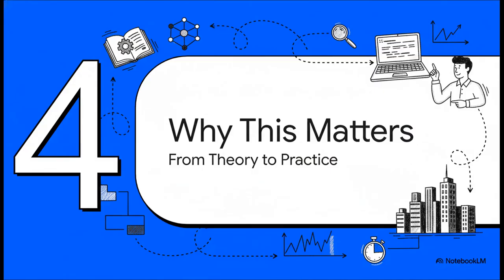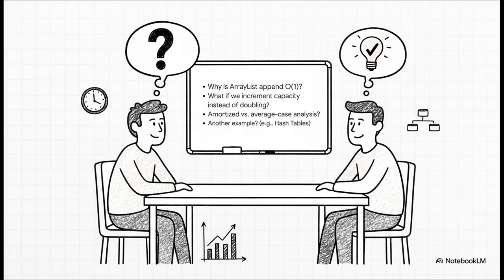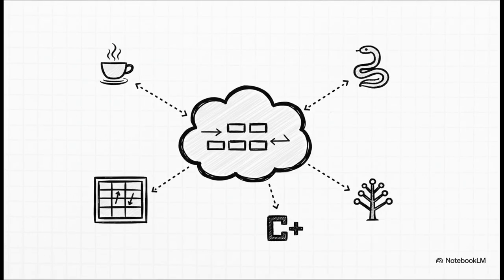Okay, that's the theory. But why should you actually care about this? Well, this isn't just some academic puzzle. This principle is the silent workhorse behind the software and tools you use every single day. For starters, if you're ever in a coding interview, I can almost guarantee you'll see questions just like these. Being able to explain not just that ArrayList append is O(1) amortized, but why it is, shows a much deeper level of understanding, especially if you can explain what would go wrong if you didn't double the capacity.